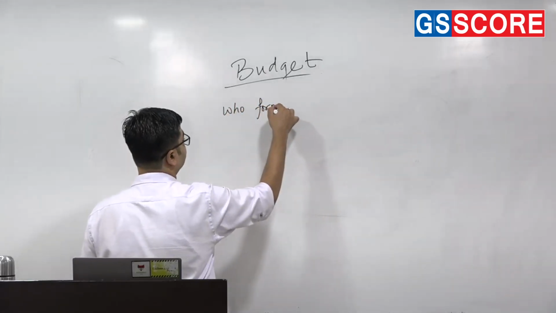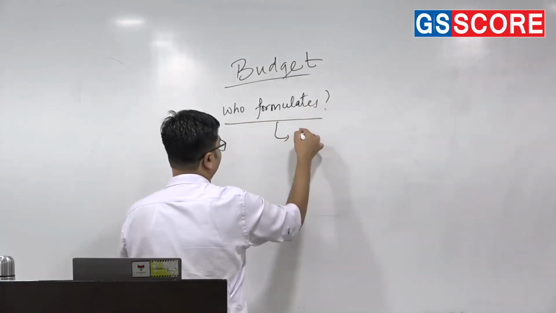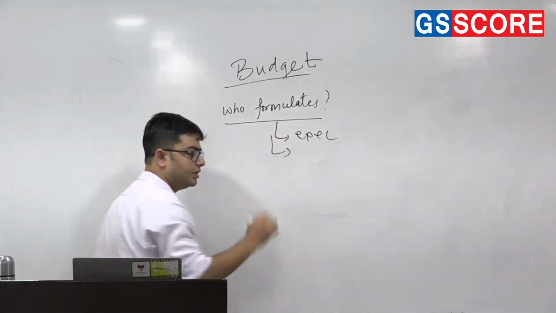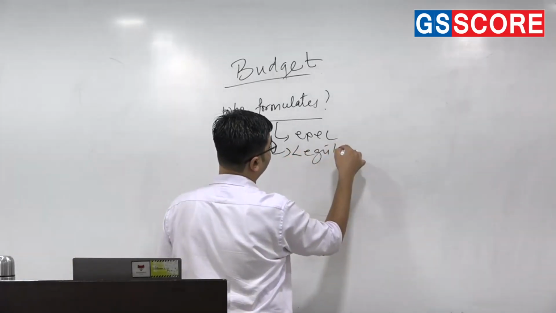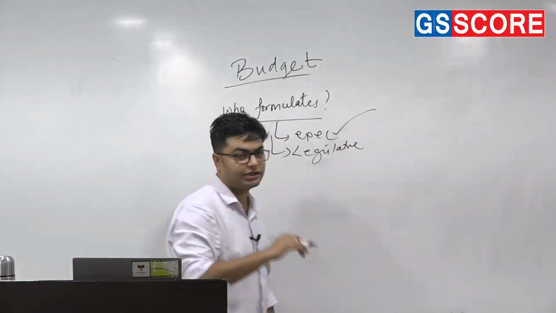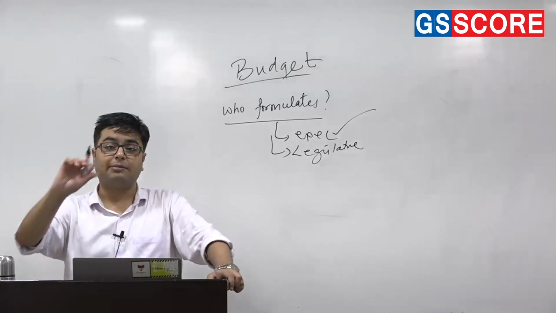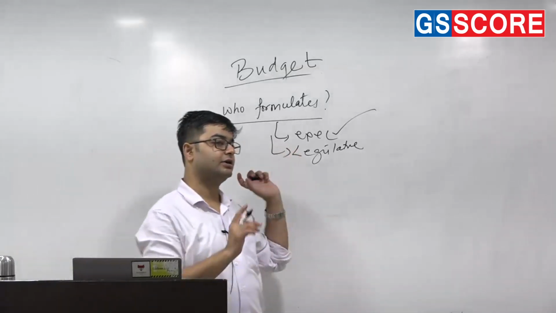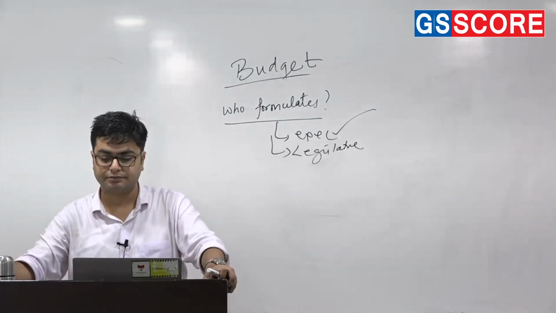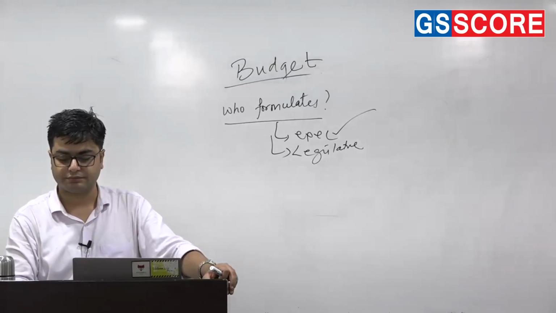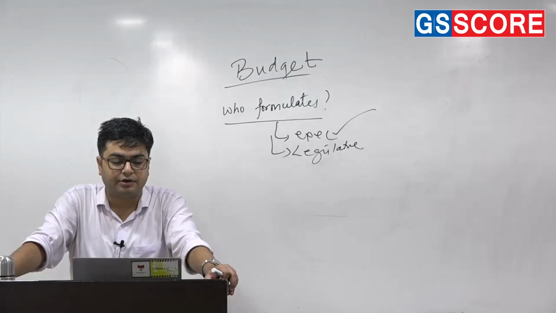Who formulates? So one would be an executive budget, the other would be a legislative budget. If the executive is framing it, right? I'm not saying who's legitimizing it, who's framing it. If the legislature is framing it, then it's a legislative budget.